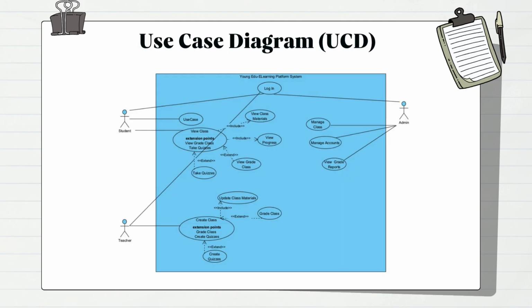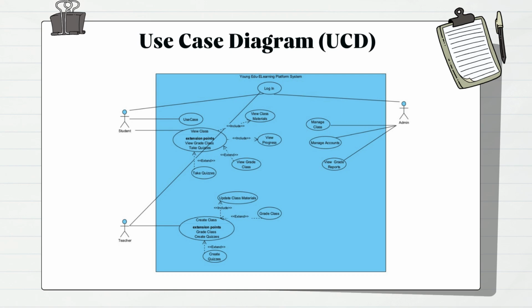Use case diagram of the Young Edu e-learning platform system. The Young Edu e-learning system provides a platform for students, teachers, and administrators to collaborate efficiently. The system's primary actors are teachers and students, with administrators acting as secondary actors. Teachers can log into the system to create classes, update class materials, and create quizzes. Students, on the other hand, can log in to enroll in classes created by the teachers, view the classes and class materials, monitor their class progress, take quizzes, and check their grades.